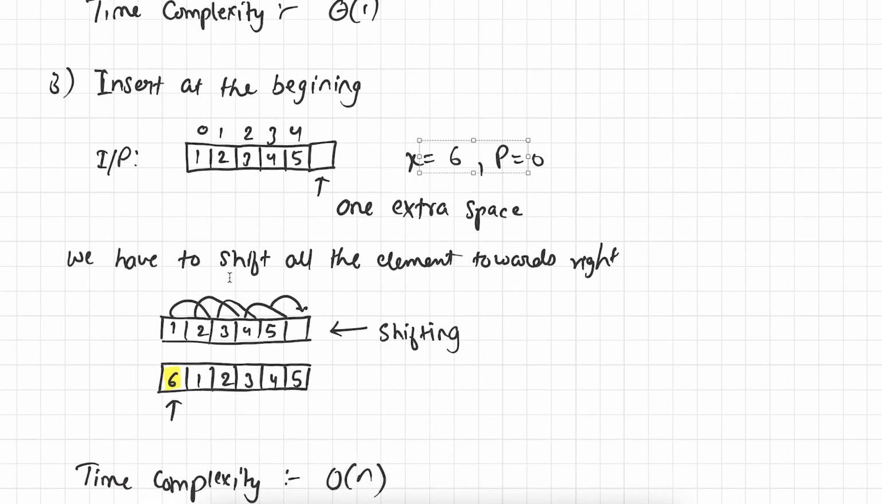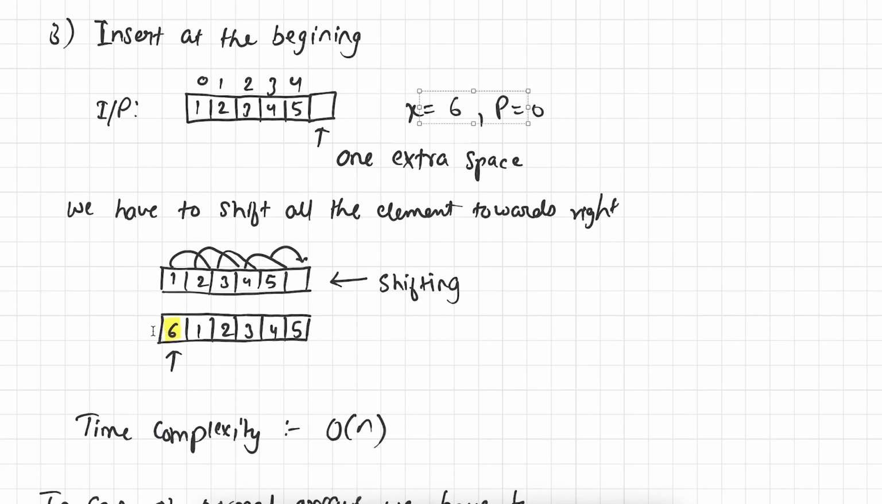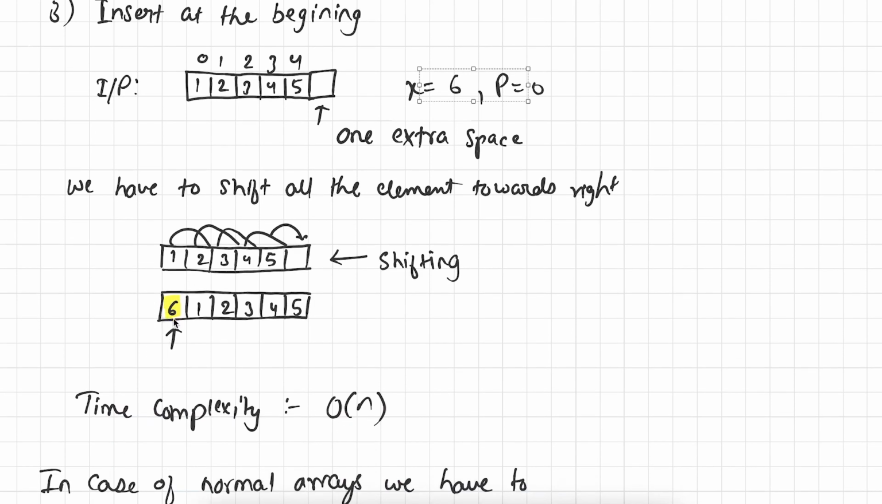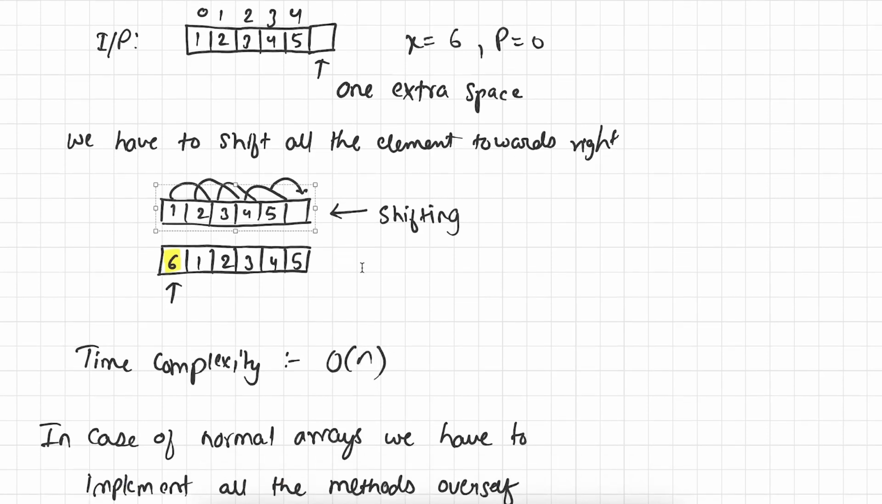So in this case, what happens? We have to shift all the elements towards right to make some space for the new element. Okay, and then we simply enter that element at position 0. So the time complexity of this operation is going to be big O of n. And the reason is simple. We have to traverse all the elements from beginning to end and shift all the elements one by one towards right. That is why the time complexity is linear.